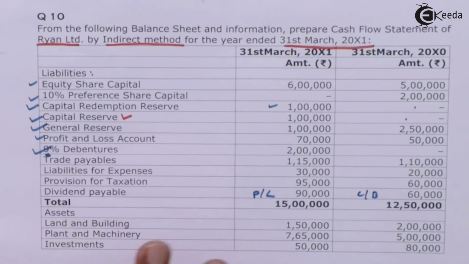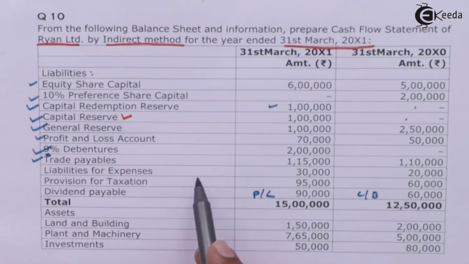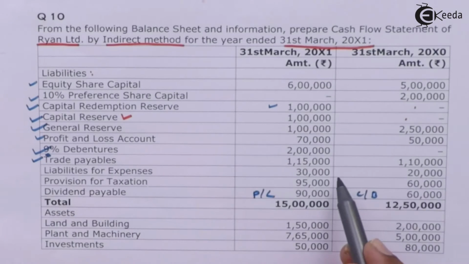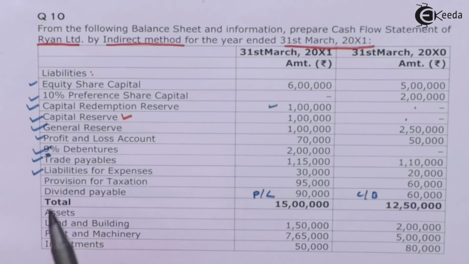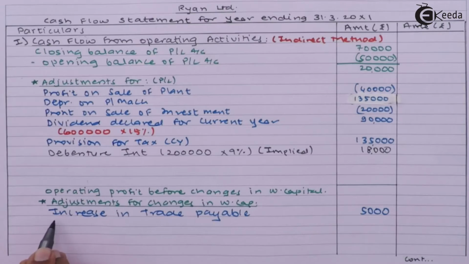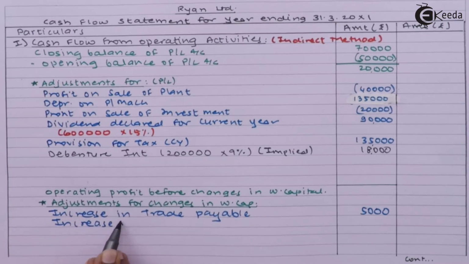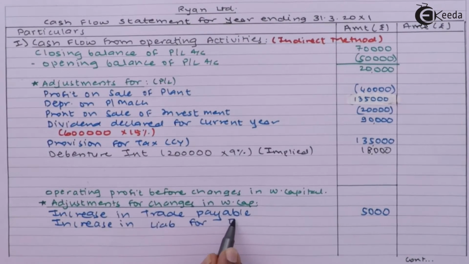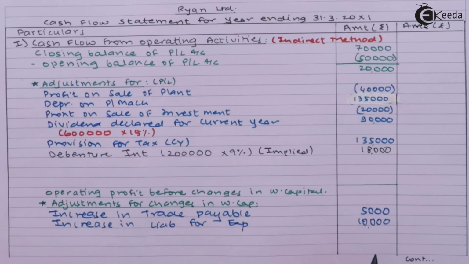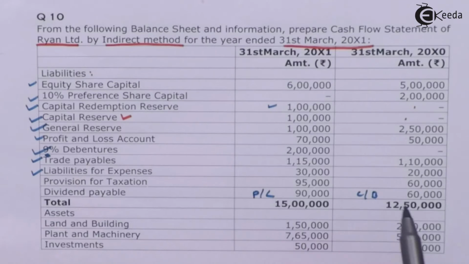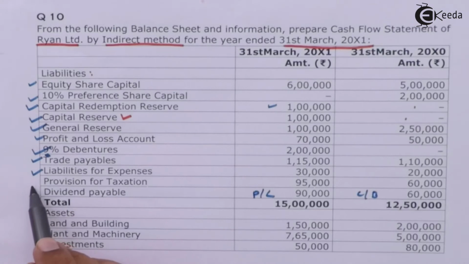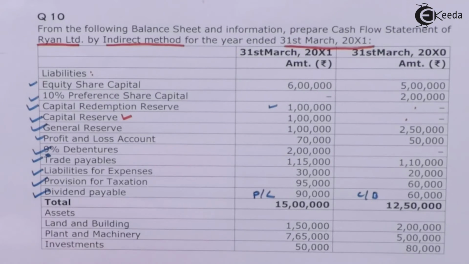After trade payable, you have liabilities for expenses. 20,000 था वो अभी 30,000 हो गया, तो increase in liabilities for expenses. This also will be counted as addition. Provision for tax we have done. Dividend payable we have done.